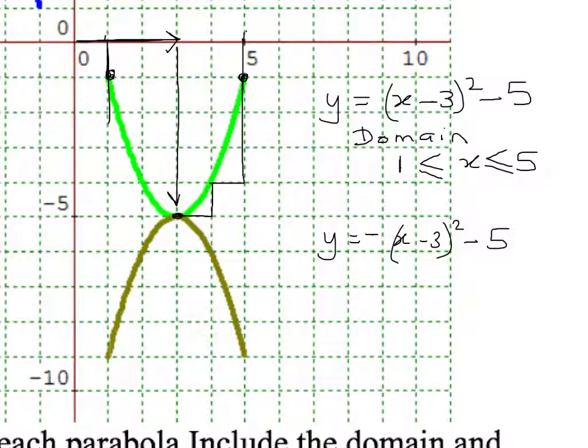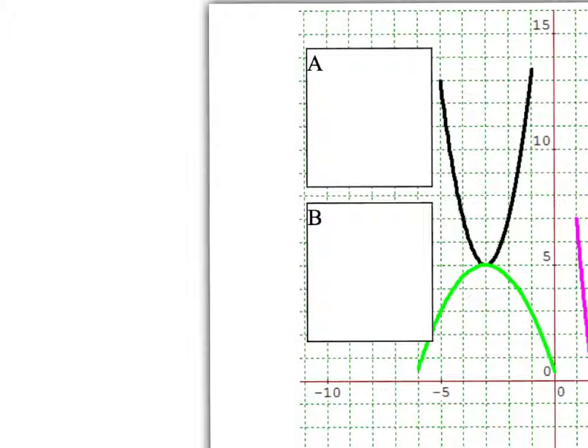Okay, let's look at the next one. This graph here, let's think about the black graph. Now, it's a bit more tricky. We can see it's been translated across 3 and up 5.